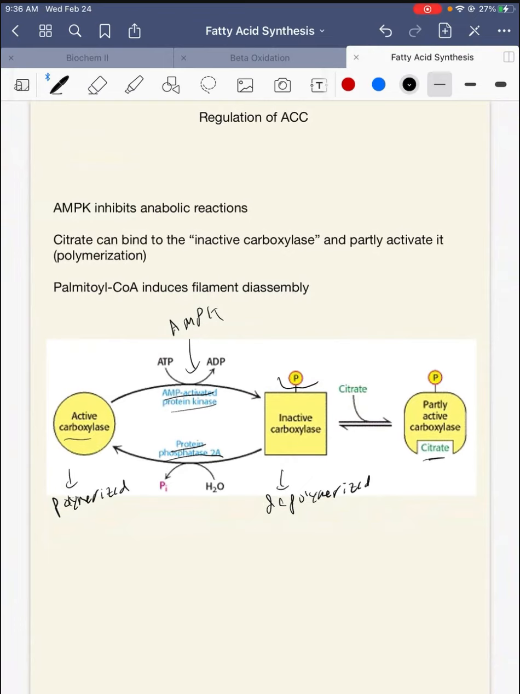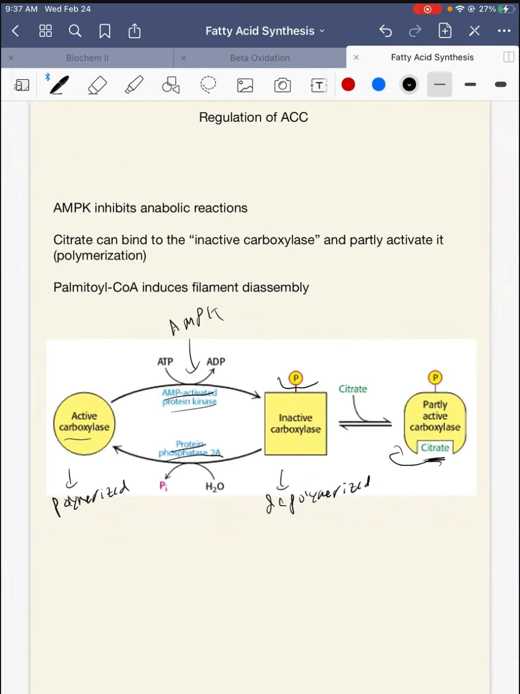citrate can actually bind to the allosteric site of carboxylase. So remember, when we have a lot of citrate, it signals the cell that there's a lot of TCA activity. The cell is in a high energy state. So we want ACC to be active to run fatty acid synthesis. So citrate can bind to the inactive carboxylase form, and it polymerizes it. And so that partially activates it, so then ACC is able to run forward. So that's one way that citrate can regulate ACC.